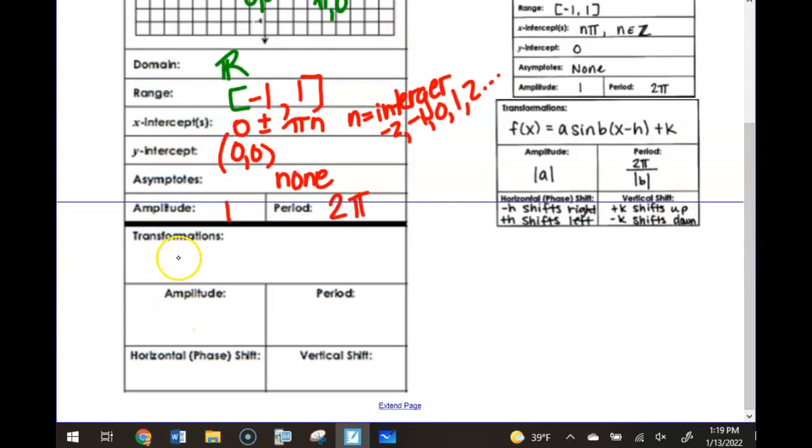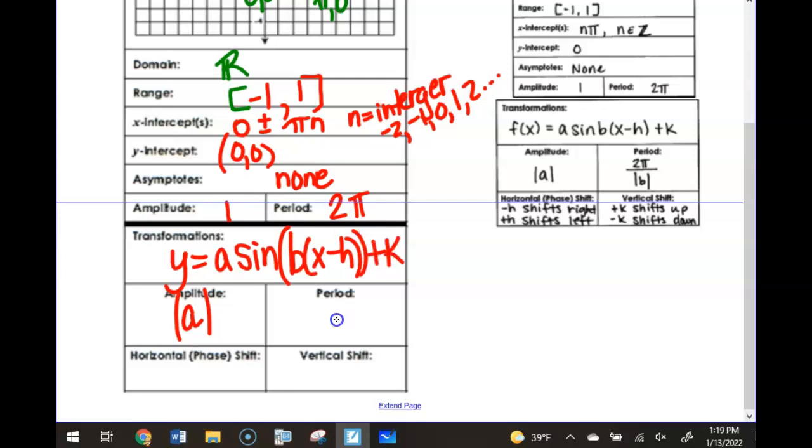We are today going to talk more about amplitude in this equation, A sine(B(x minus h)) plus k. And we're going to talk about what B does. 2 pi divided by B will be the new period. Now, h is going to shift it left or right, and k is going to shift it up or down. I'm not really worried about those today, so I'm not going to take time to write out all the words like they did in the little notes over there.